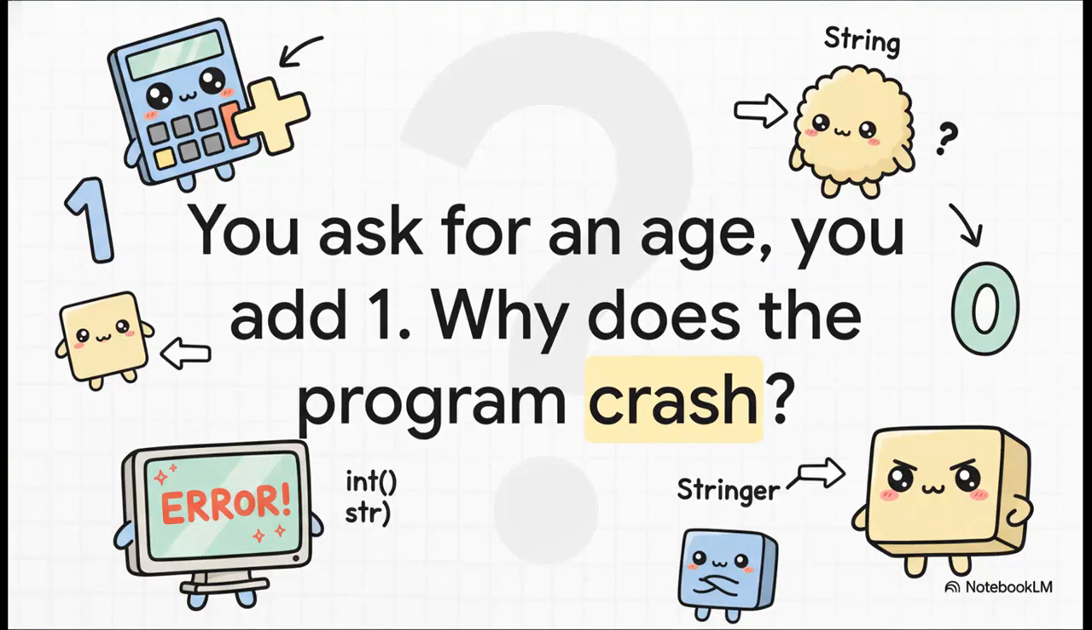This right here, this is the big mystery we're solving today. You ask for a number, you try to do the most basic math imaginable, and the computer just throws up an error. It's a classic coding puzzle, and the answer has everything to do with how computers actually think.